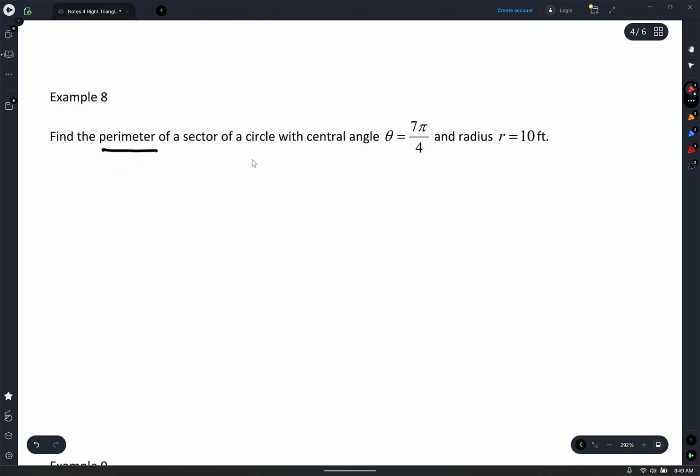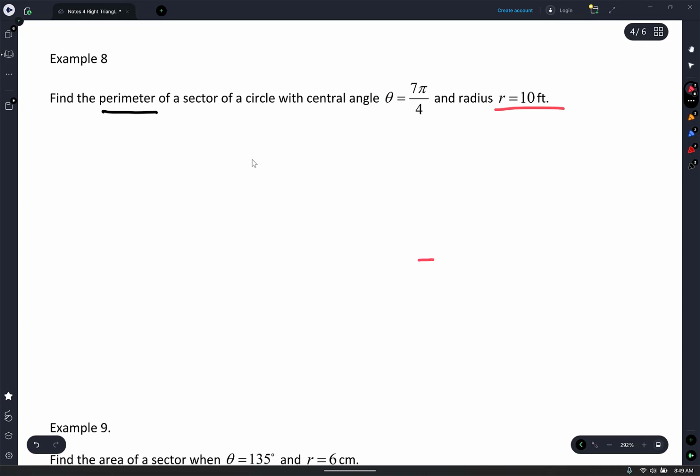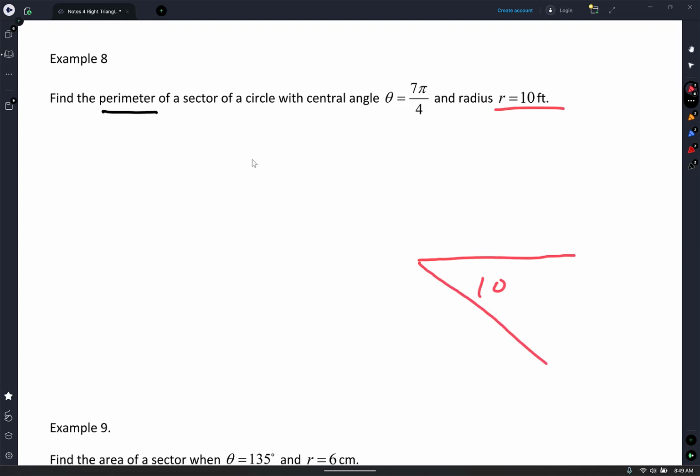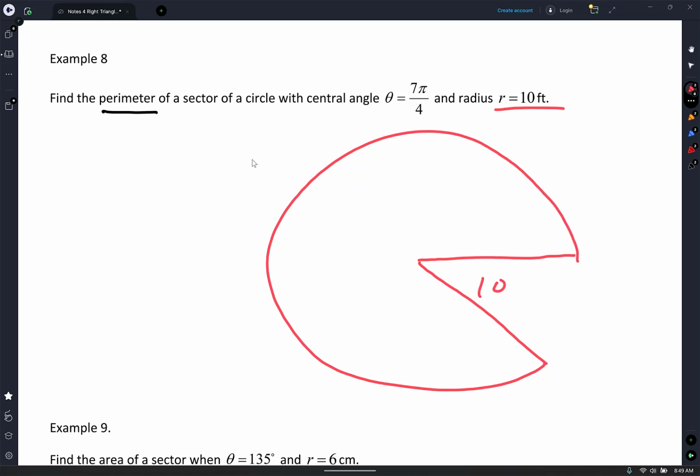So here's my central angle, 7 pi over 4. And here's my radius. So here's how this looks. Here's 10, and 7 pi over 4. So that's going to look like, let's see, 4, 8, 7. Oh, it's all the way over here. This is like waka waka. It's pi over 4 away from 2 pi.